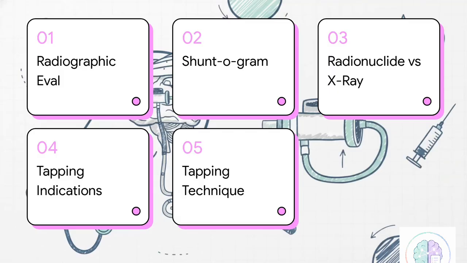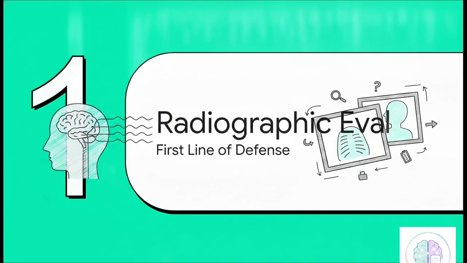We've got a comprehensive roadmap for us today. First, radiographic evaluation modalities. Then, the shuntogram procedure, followed by a breakdown of radionuclear versus X-ray options. After that, we'll hit the strict indications for shunt tapping, and finally wrap up with the physical shunt tapping technique itself. Okay, starting off with Section 1, Radiographic Evaluation Modalities.